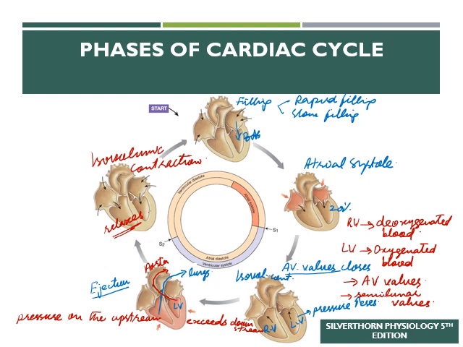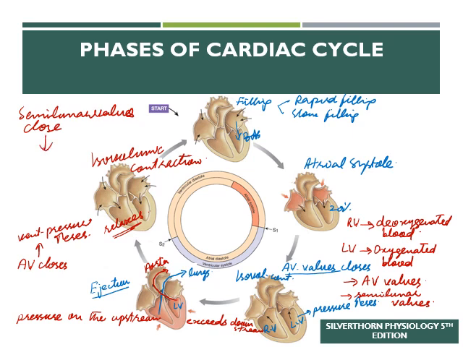The atrioventricular valves close when ventricular pressure increases, while semilunar valves close when forward flow in the pulmonary artery and aorta ceases.